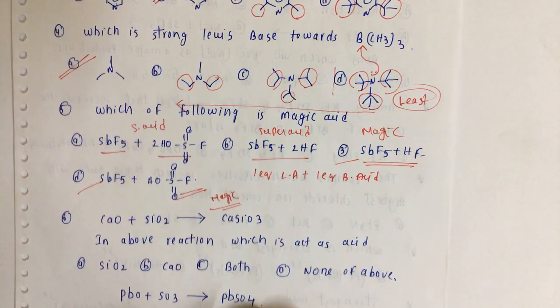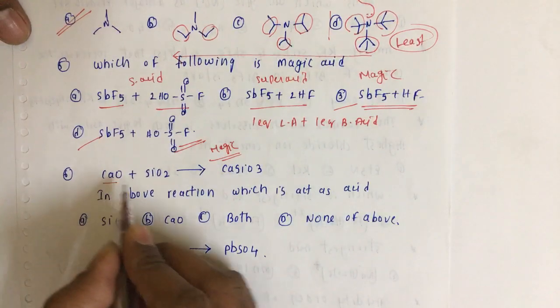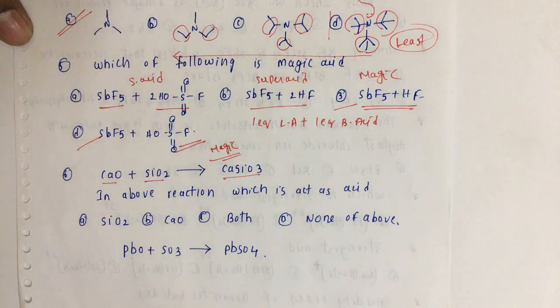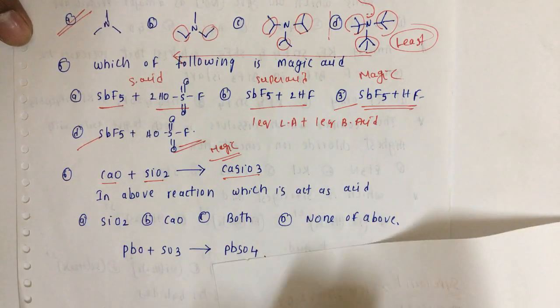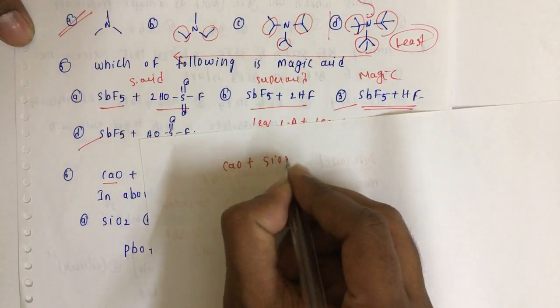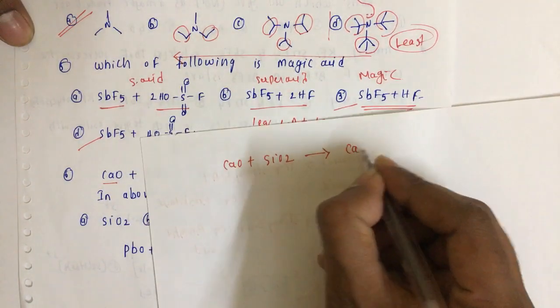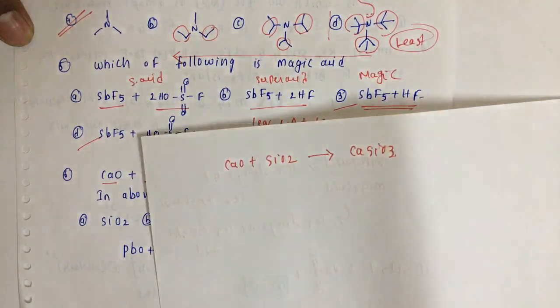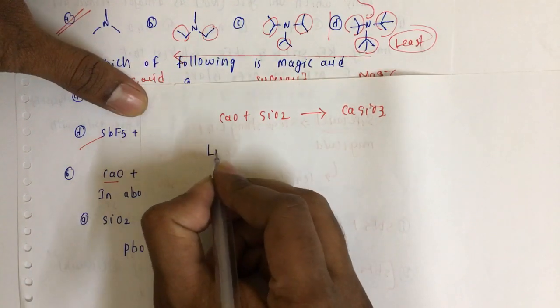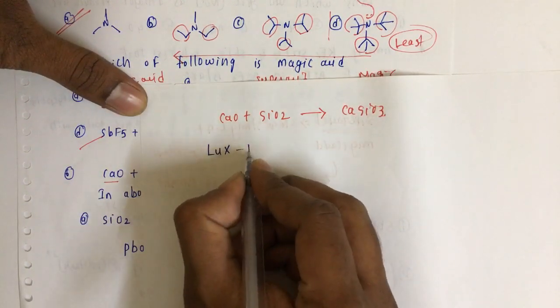And the next question: CaO plus SiO2 gives rise to calcium silicate, CaSiO3. If you want to answer this question, you must know about the theory called the Lux-Flood theory.